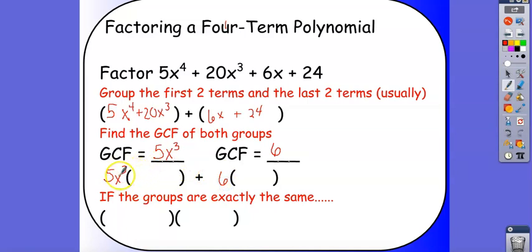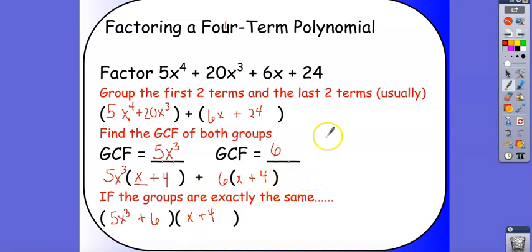Okay, what would I have to multiply 5x cubed by to get 5x to the 4th? Well, times x. What would I multiply 5x cubed by to get to 20x cubed? The 4 would give me 20, and I already have the x cubed, so I'm good. Over here, what would I multiply 6 by to get 6x? Just x. What would I multiply 6 by to get to 24? 4. That allows me to come down here and say 5x cubed plus 6.